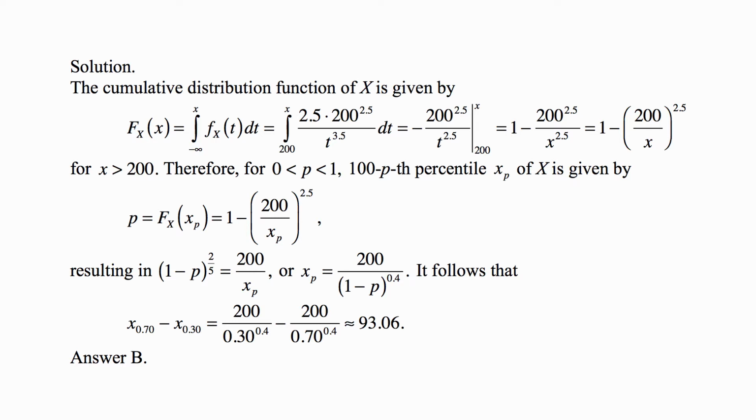It follows then that x 0.70 minus x 0.30, that difference of the two percentiles that we're looking for, 70th and 30th, is 200 over 0.30 to the 0.4 minus 200 over 0.7 to the 0.4, which is approximately 93.06. We just do this on the calculator, and that's answer B.